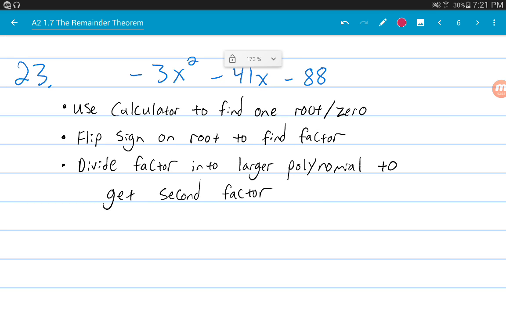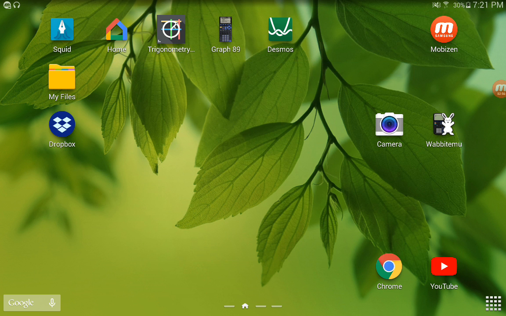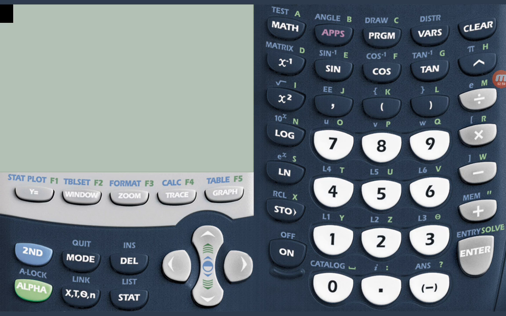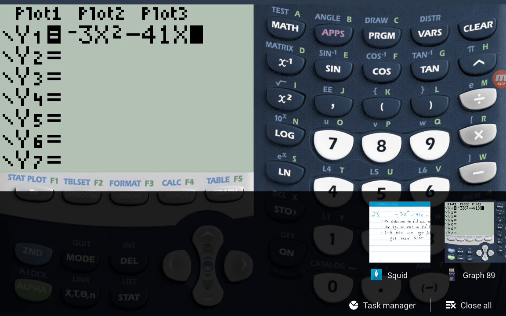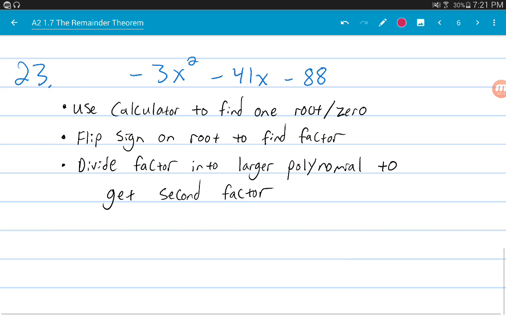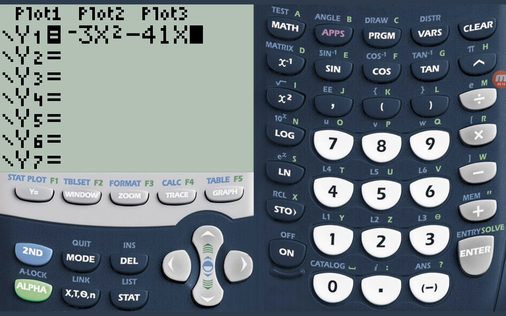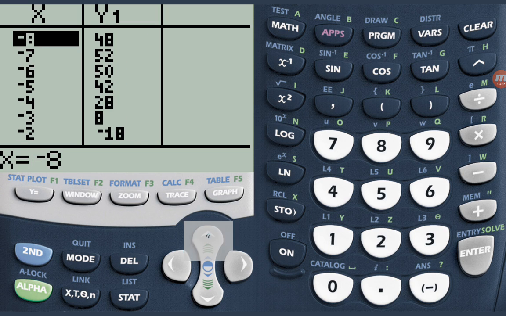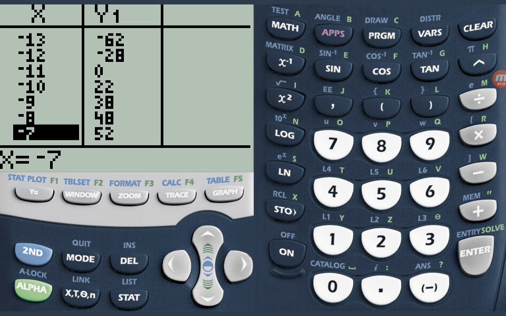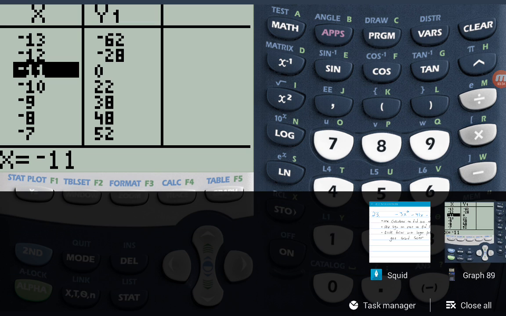Now I'm going to take this, I'm going to plug it into my calculator to find one root or 0. Go to y equals negative 3x squared minus 41x, and I think that was minus 88. Yes, minus 88. I'm going to go to the table, so second graph, and I'm going to look for a value of x that makes the function equal to 0. So let's see if I can, there we go. Negative 11. Negative 11 makes the function equal to 0.